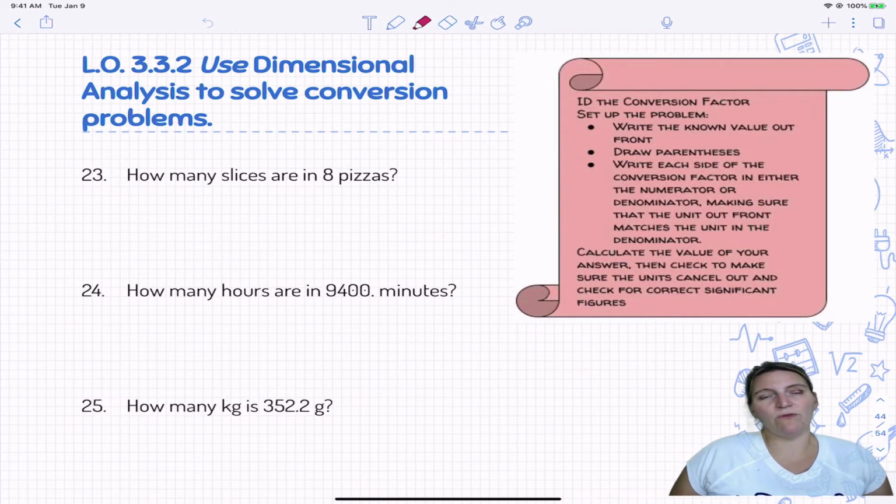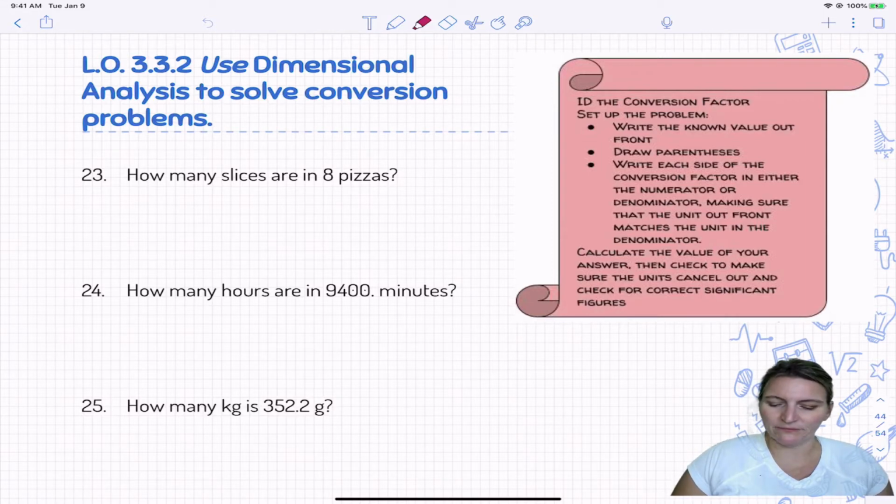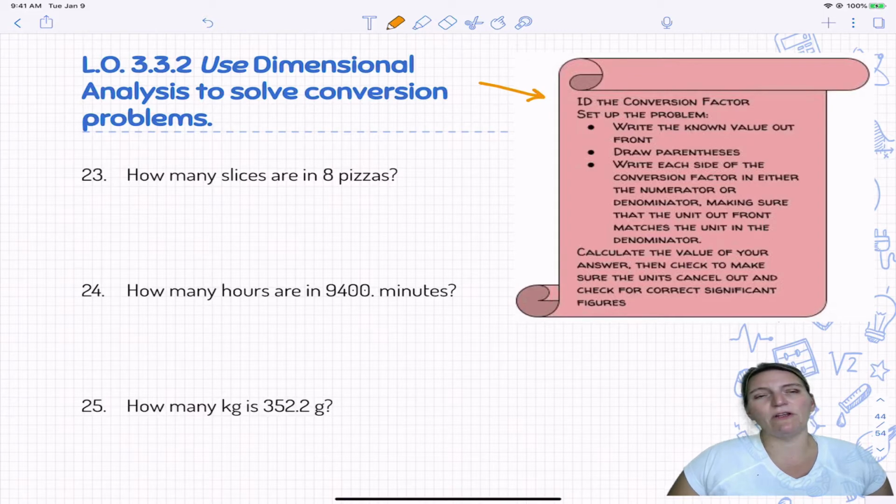Okay, so now we're moving on to the second learning objective in section 3.3, which is about actually using dimensional analysis in order to solve these conversion problems. And you have on your handout this diagram that really goes through the steps of how you are supposed to do these problems. And so the first one we're going to tackle, and we're going to go through the steps on this, is how many slices are in 8 pizzas.